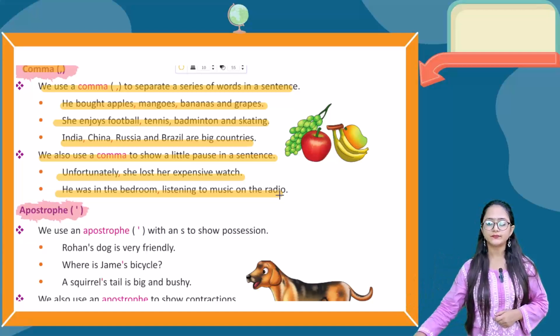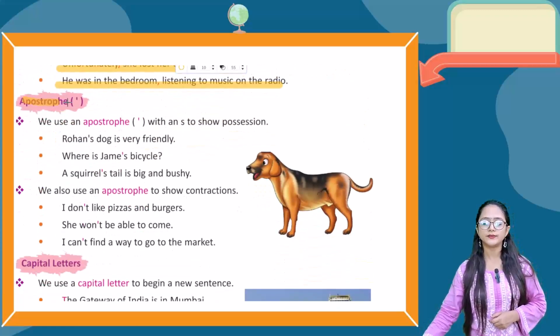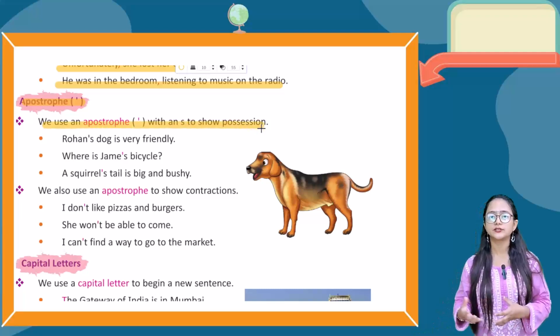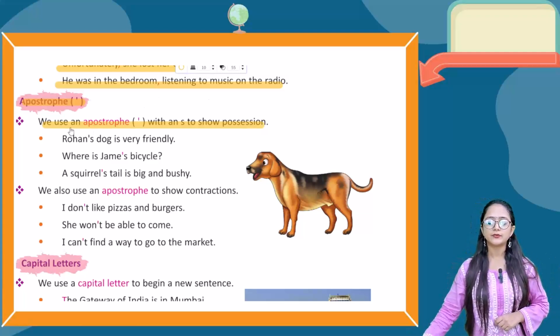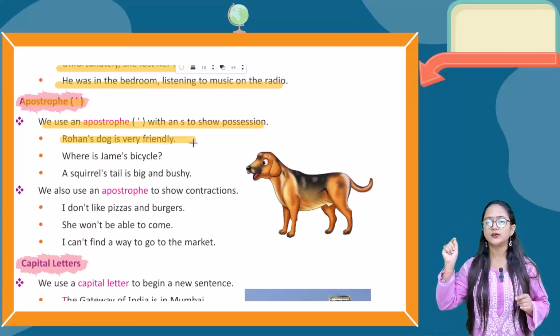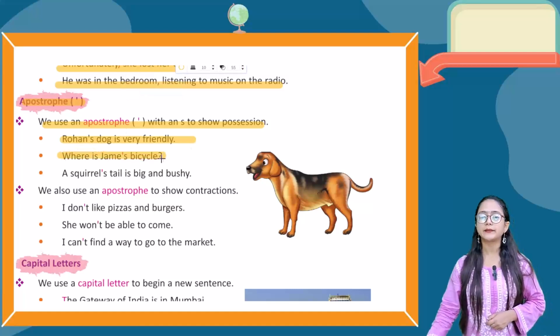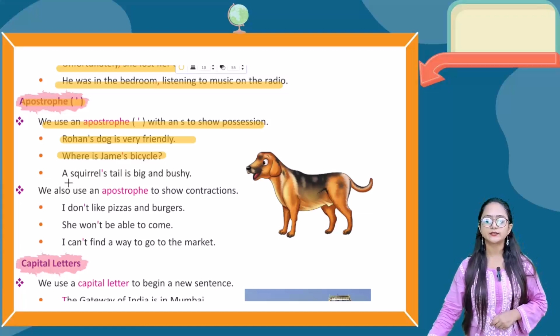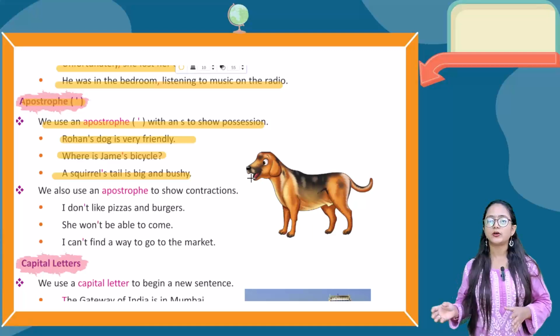Now let's talk about another type of punctuation mark, that is the apostrophe. We use an apostrophe with S to show possession, that the thing belongs to that person. For example, Rohan's dog is very friendly. After Rohan, there is apostrophe S. That means the dog belongs to Rohan. Next example, where is James' bicycle? That means the bicycle belongs to James. Next one, a squirrel's tail is big and bushy. That means the tail belongs to the squirrel.